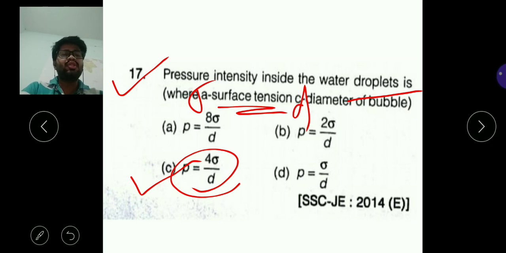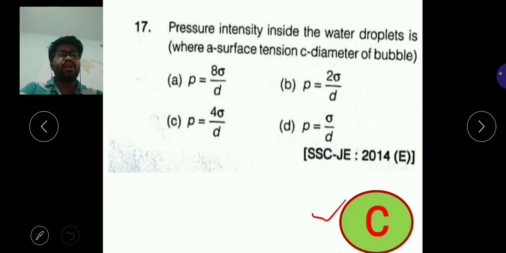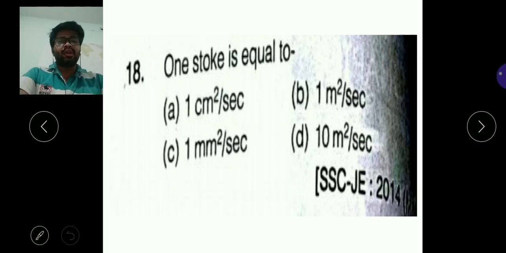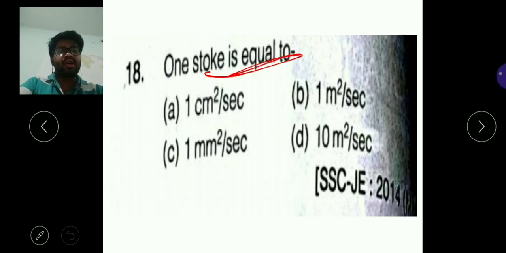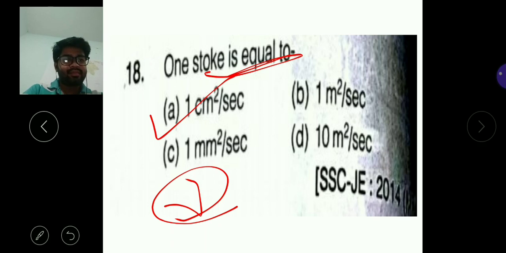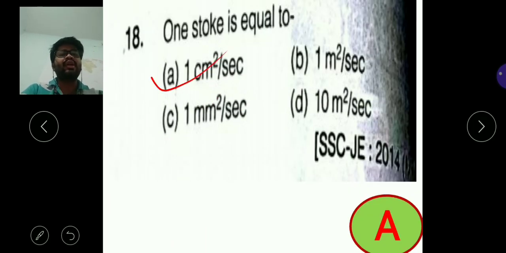So sigma is the surface tension and D is the diameter of the bubble. Okay, so C option will be the correct answer here. Then moving next, one stroke equal to what? So one stroke is the unit of kinematic viscosity, nu. So that will be equal to 1 centimeter square per second. So A option will be the correct answer here.